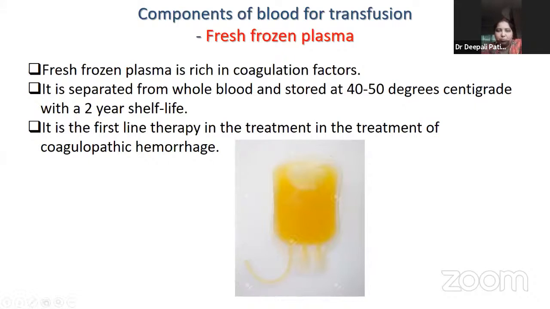That is fresh frozen plasma. The fresh frozen plasma is rich in coagulation factors. It is separated from whole blood and stored at 40 to 50 degrees centigrade with a 2-year shelf life. It is the first line of therapy in the treatment of coagulopathic hemorrhage. I will repeat, fresh frozen plasma is rich in coagulation factors. It is separated from whole blood and stored at 40 to 50 degrees centigrade with a 2-year shelf life. It is the first line of therapy in the treatment of coagulopathic hemorrhage.